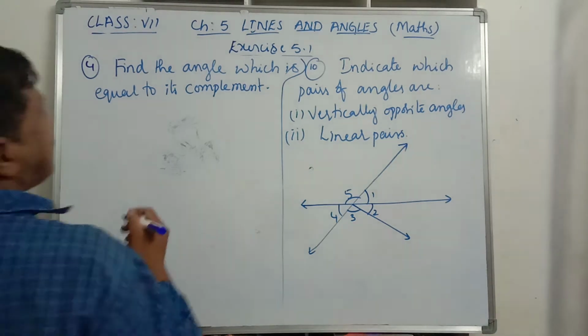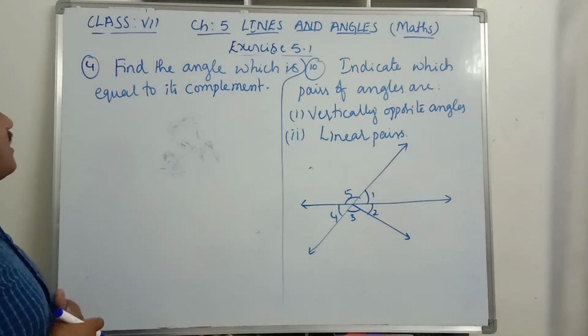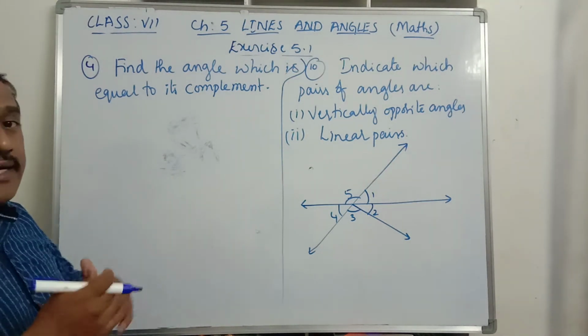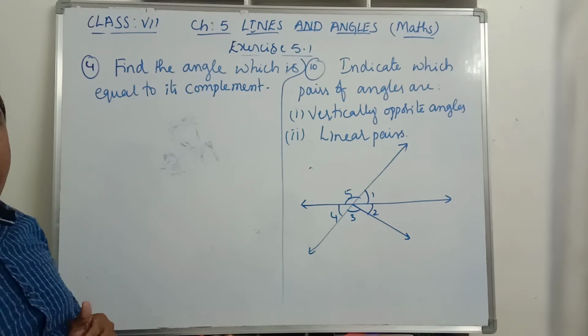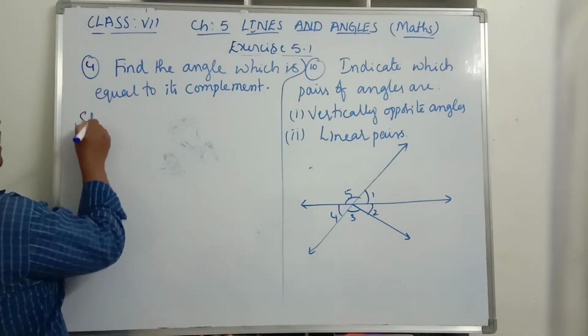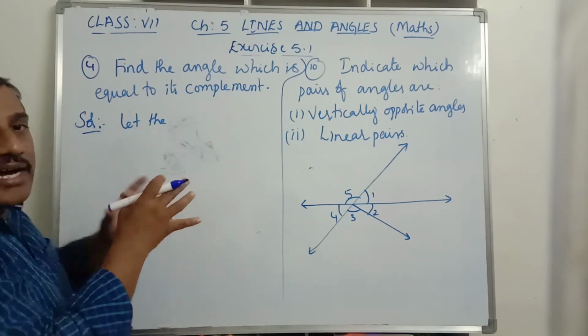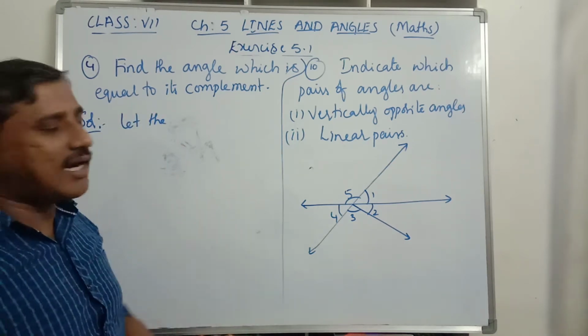Now we will discuss exercise number 5.1, the fourth bit. Find the angle which is equal to its complement. Complement in the sense complementary angles. Here the two angles are equal.